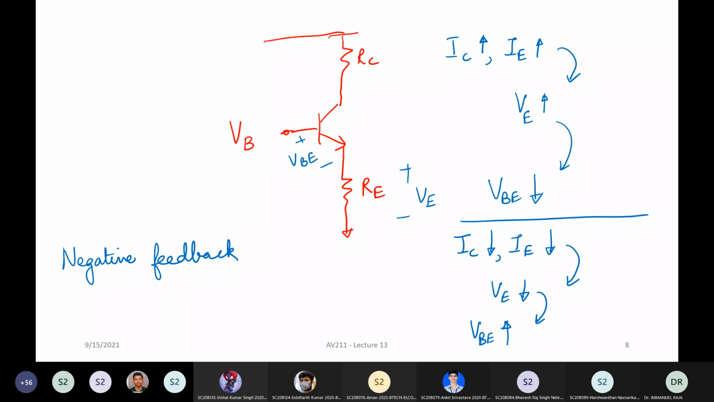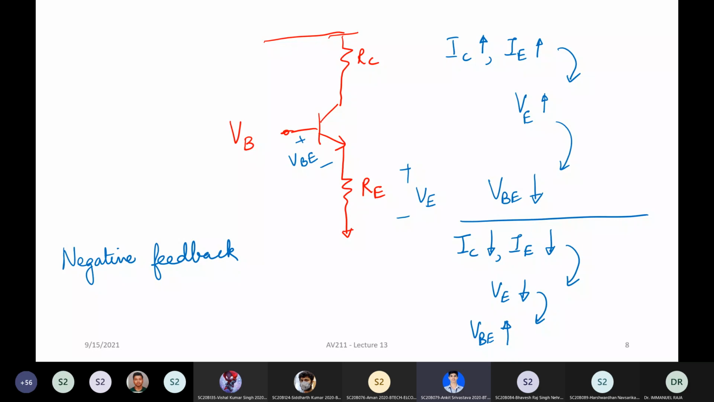Let's just say this whole system reacts within a few hundreds of nanoseconds, or let's say a microsecond. So when you still have that same amount of VBE, it results in an increased current, right? Now that increased current immediately produces an increased voltage, which goes and reduces your VBE such that the current is brought back.